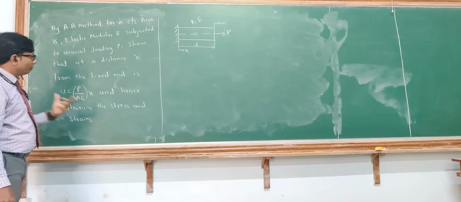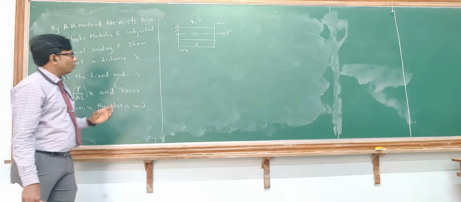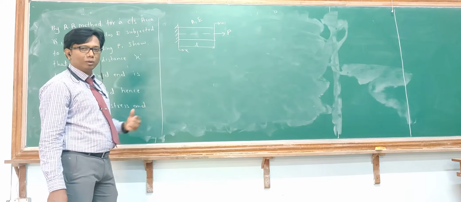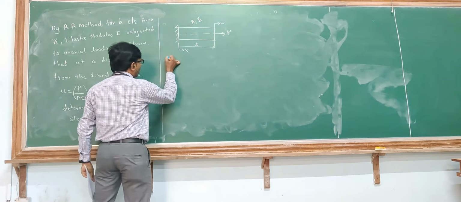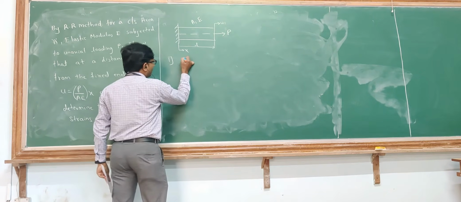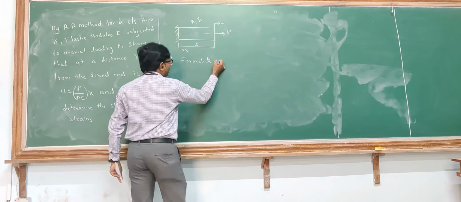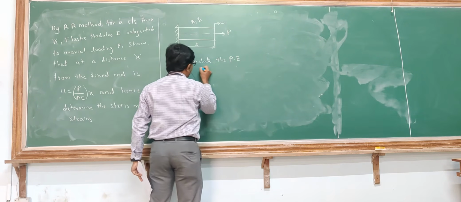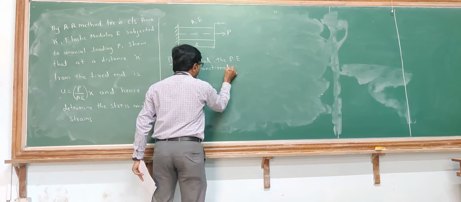Okay, so first we'll be going step by step to formulate the RR method and try to determine the displacement of the body. So what is the first step in the RR method? You have to formulate the potential energy functional. Okay, so we'll be doing this.